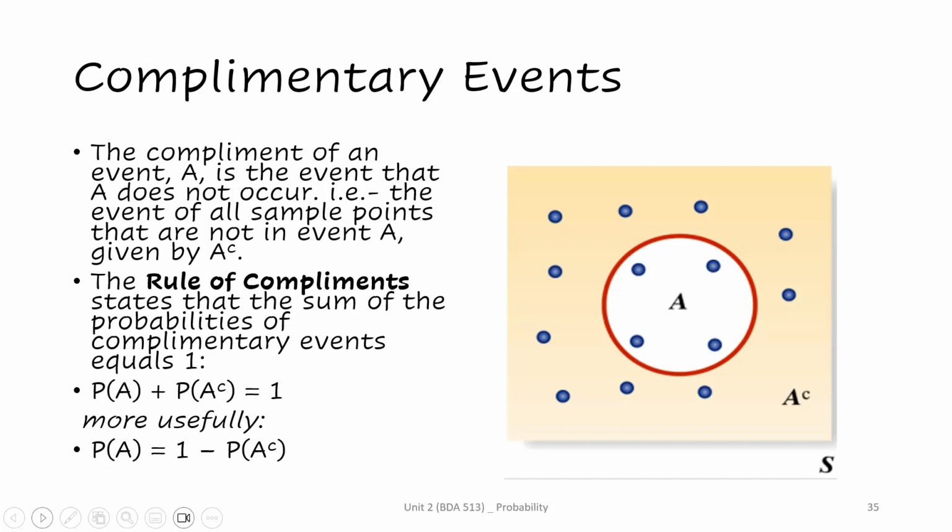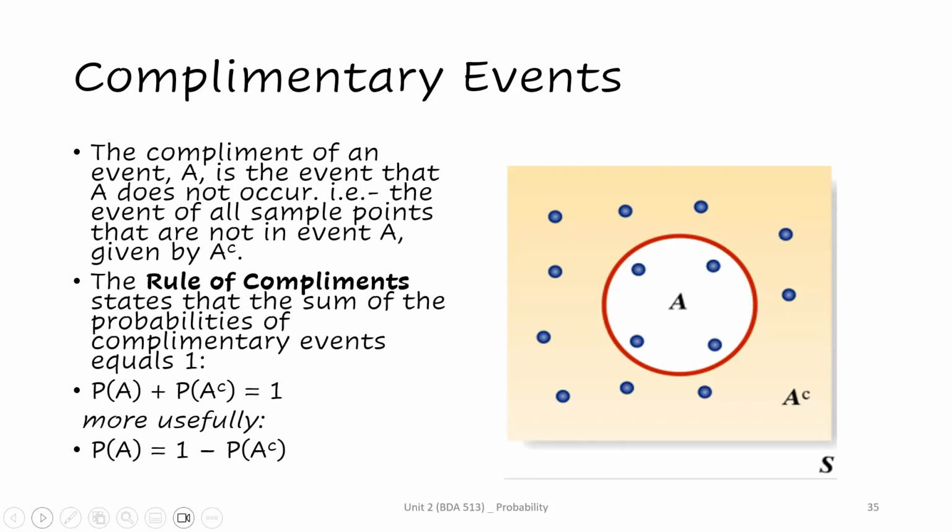Does it make sense? Which means that if we don't know A, but we know A complement, we can find A because we will deduct A complement from 1 to give us the probability for A. Does it make sense? Yes. Please, should I go over it? Yes.